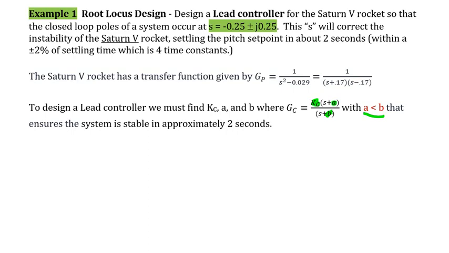Now, this same formula, as I mentioned earlier in this chapter, is for a lag controller, and in that one, the inequality is just reversed. B is less than A. So we'll start by simply looking at B, the value of B for the controller. We're going to use a rule of thumb.